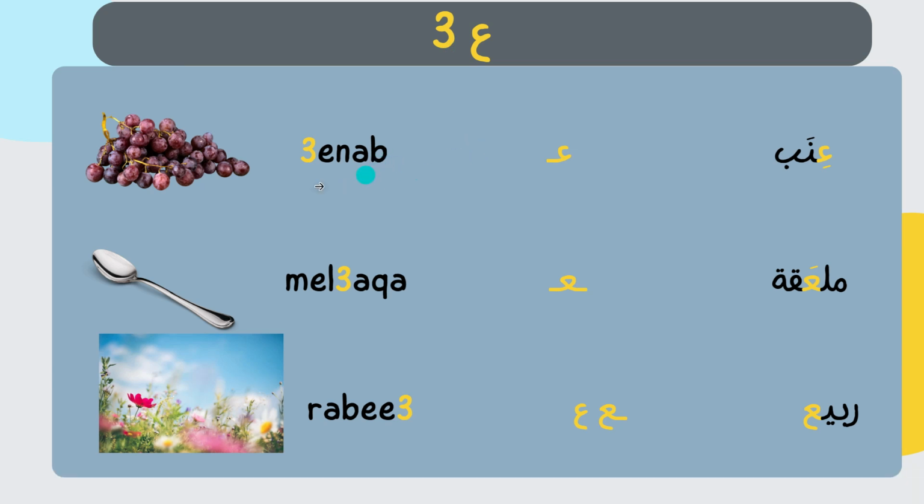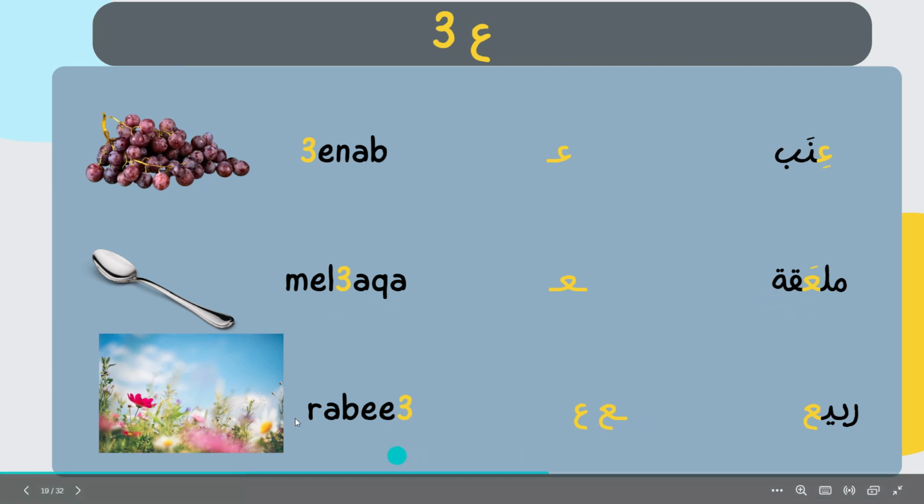Now it's your turn to read the first word, and remember this sound is Ain. So عنب, عنب. Second word, your turn. ملعقة, ملعقة. Third word, your turn. ربيع, ربيع.